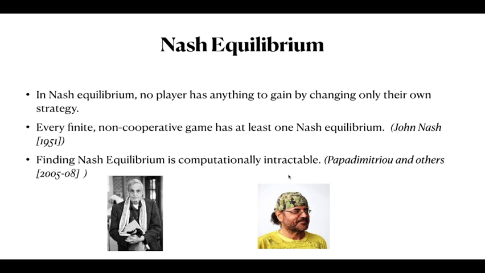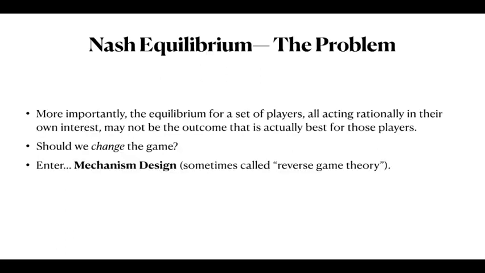We'll talk about that in the upcoming videos, but the real problem with this equilibrium is that this equilibrium for a set of players, all acting rationally in their own interest, may not be the outcome that is actually best for those players. So, stability doesn't really guarantee the best possible outcome for the players. So, what do we do in that case? Maybe we shouldn't just try to change the strategies. Maybe we should change the game itself.